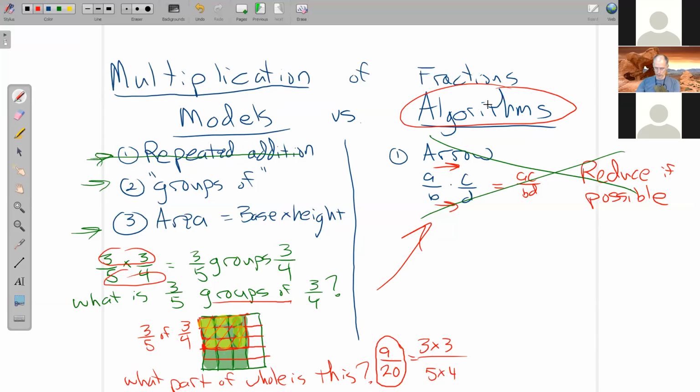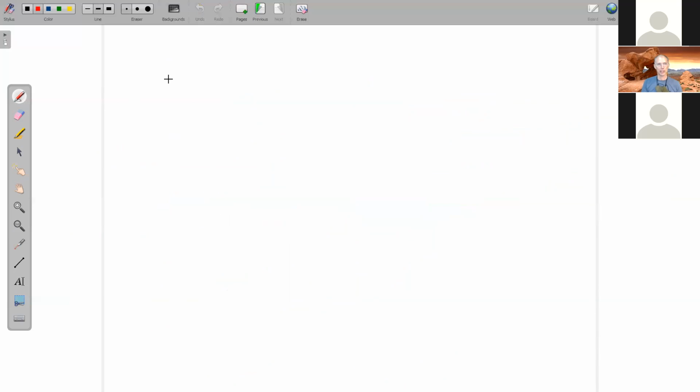All right, so for each of the main operations, addition, subtraction, multiplication, and division, we took a look at models versus algorithms. Model is why do we get the answer we get. Algorithm is how do we do it in general? What's the rule?